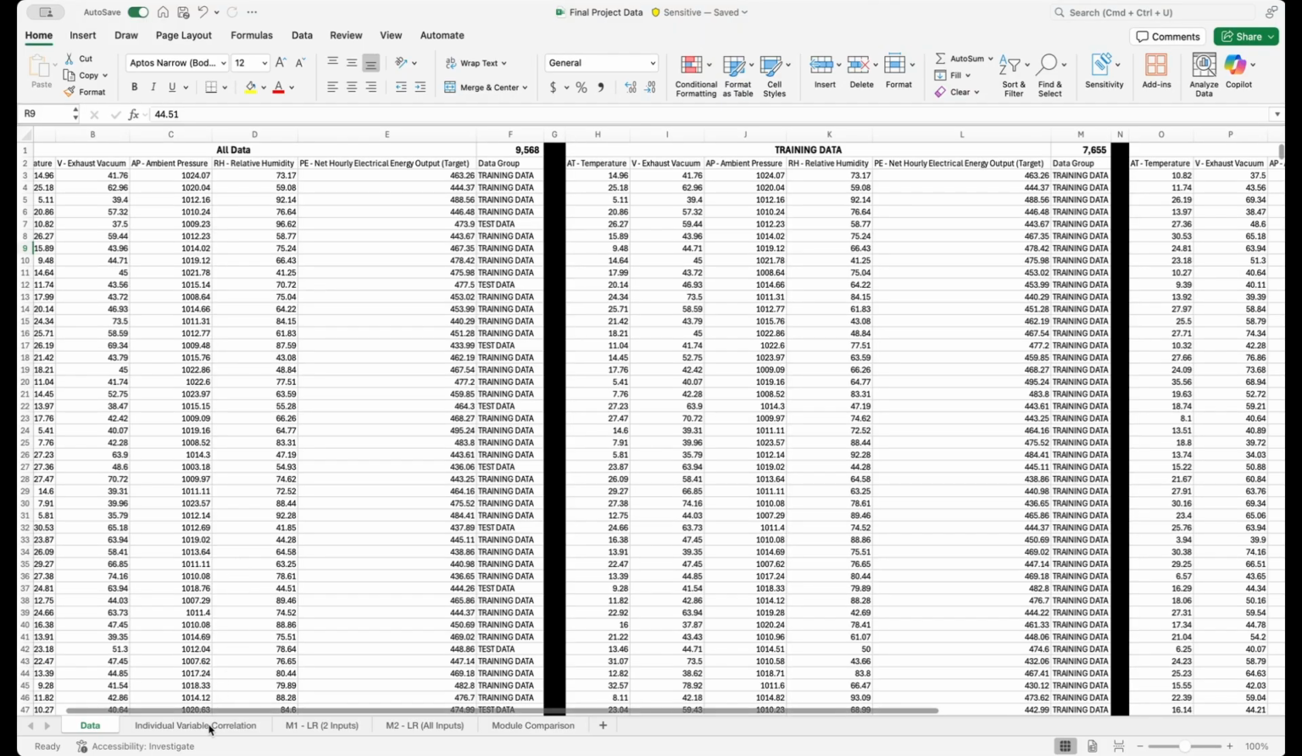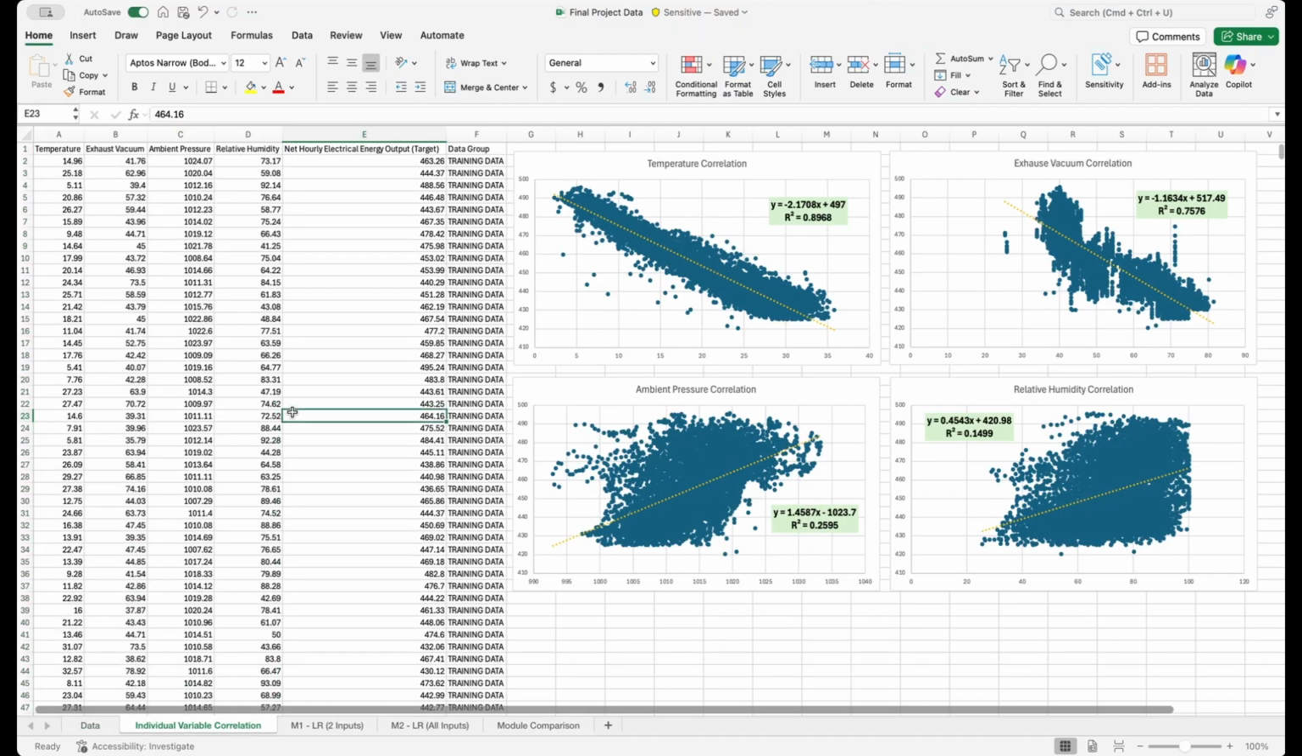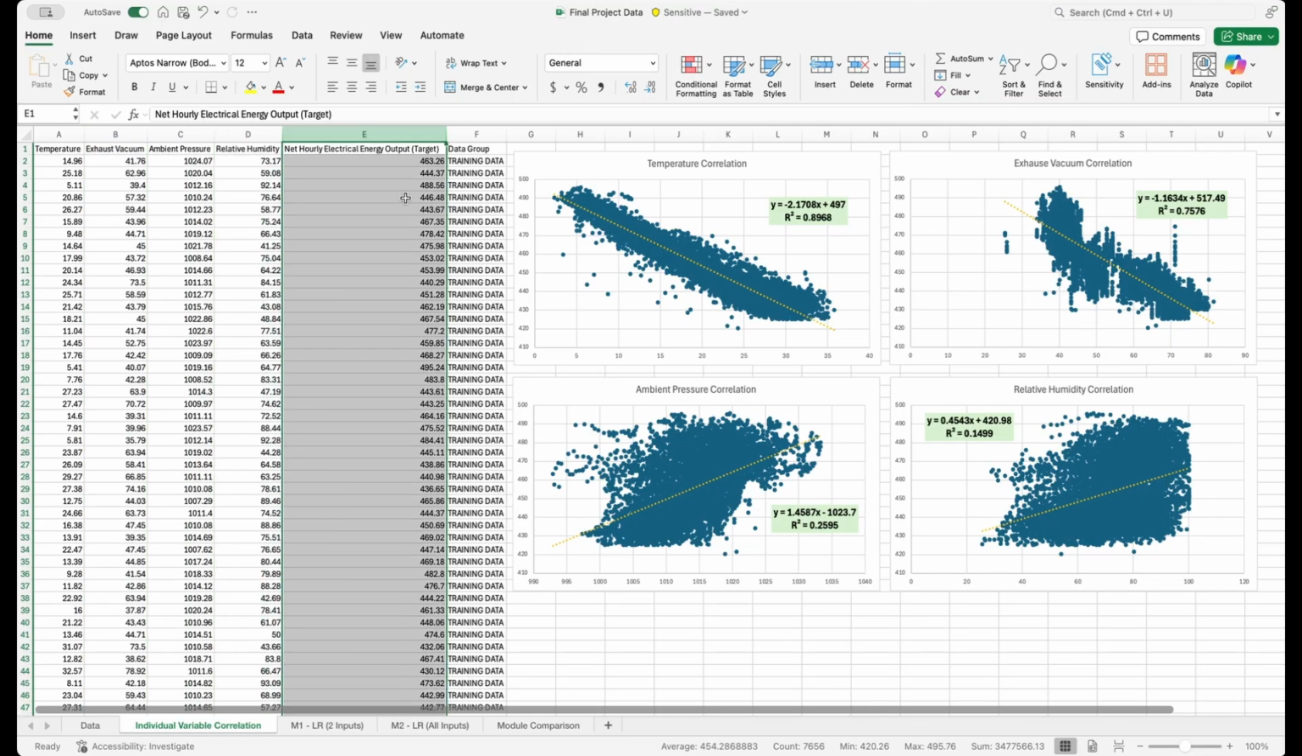And so, first, using the training data, I wanted to see how each individual input correlated with the output, or the target. As you can see in these graphs, when I graphed them and added a trend line and pulled up the correlation, temperature and exhaust vacuum both had pretty high correlations of 0.89 for temperature and 0.75 for exhaust vacuum, but ambient pressure and relative humidity were quite a bit lower at 0.14 and 0.25.